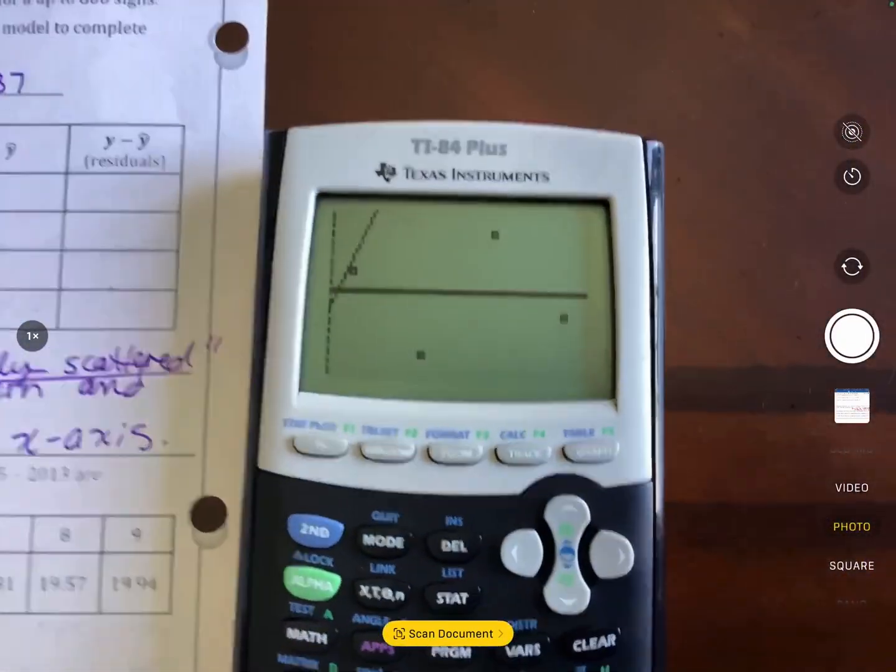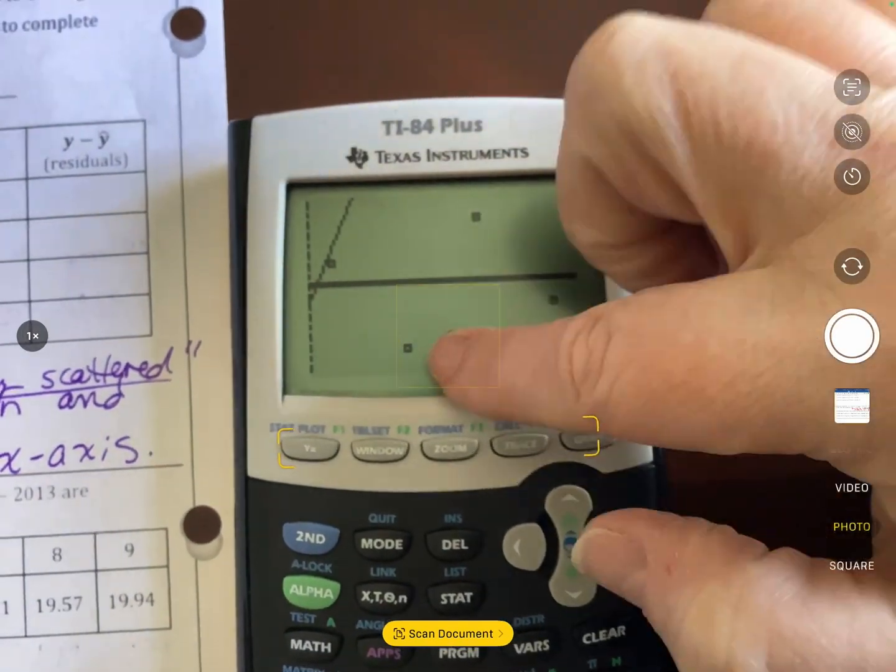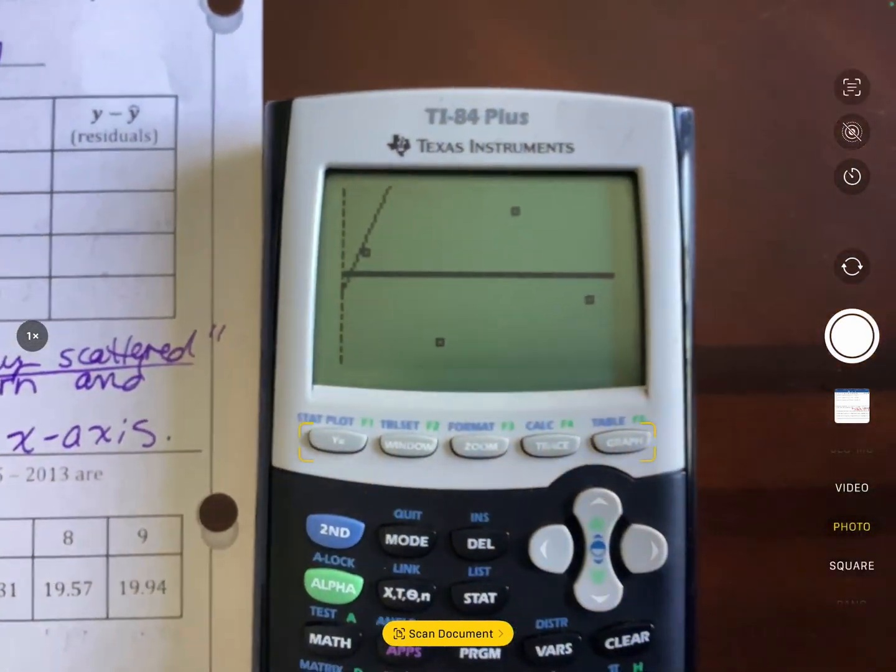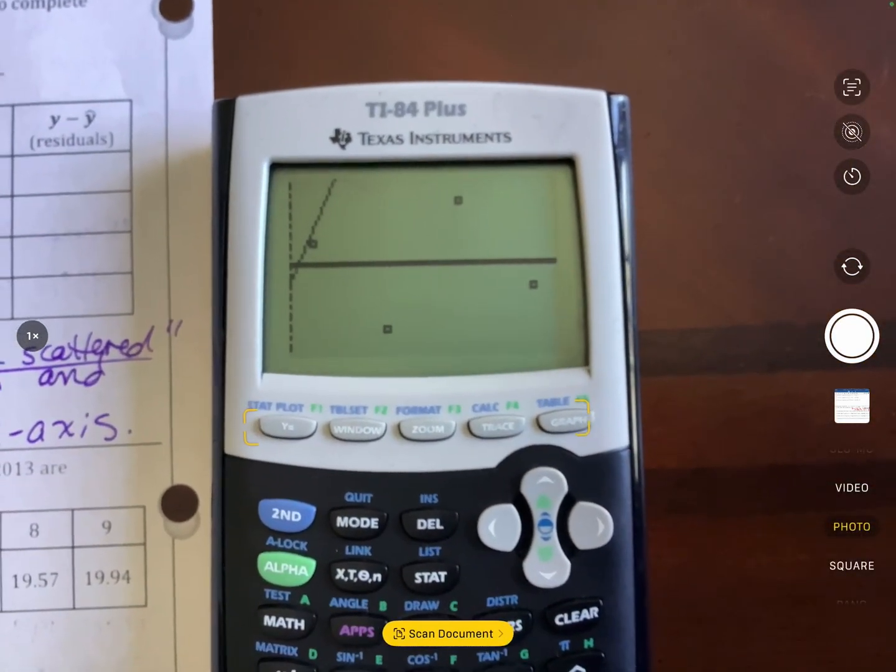And I just always say, because the points are on both sides of the x-axis with no pattern showing. And that's all there is to that one.